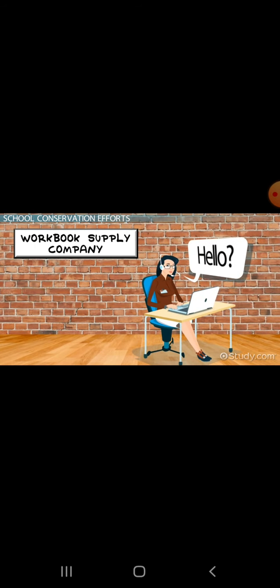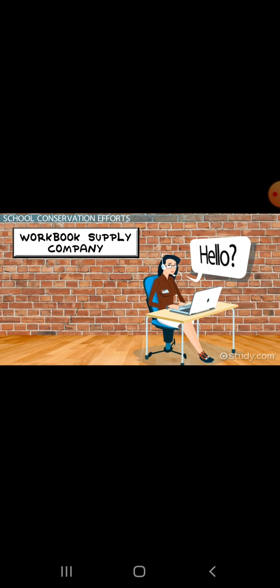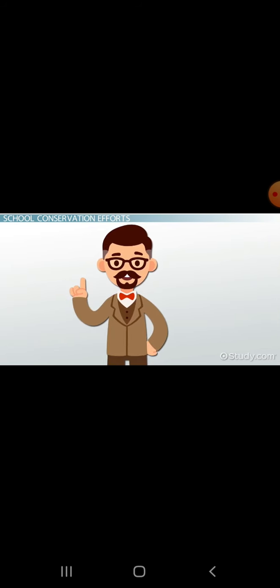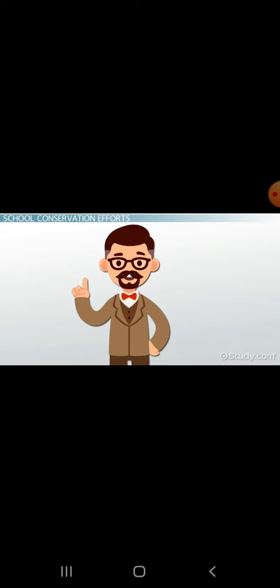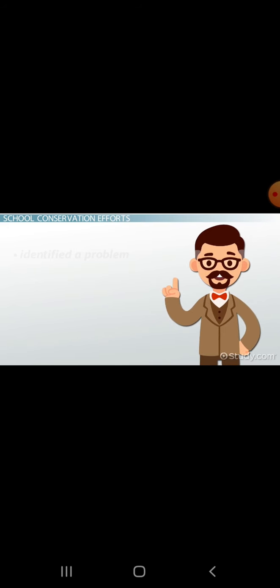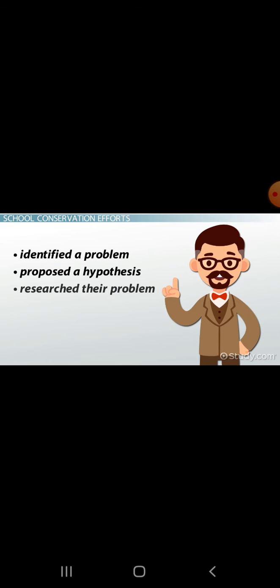They found that each year, many teachers ordered new workbooks for their students even though the content of the books was the same as the previous year. These students constructed a plan that explained why conserving paper was important and how the school could cut down on workbook wastefulness. This project shows how this type of learning closely resembles the scientific method. Mr. Darwin's students identified a problem, proposed a hypothesis, researched their problem, and came up with a solution.